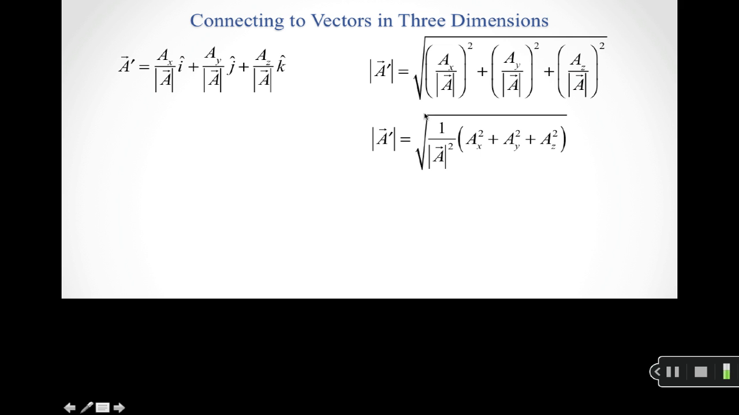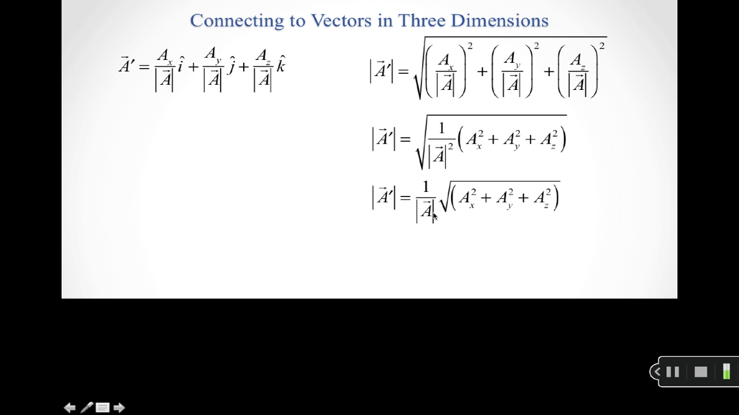Well, since this is underneath the square root, to pull it out of the square root, I need to take the square root of both top and bottom of that fraction. Square root of 1 is just 1. Square root of magnitude of A squared is just the magnitude of A. So it's simple enough to pull that out.